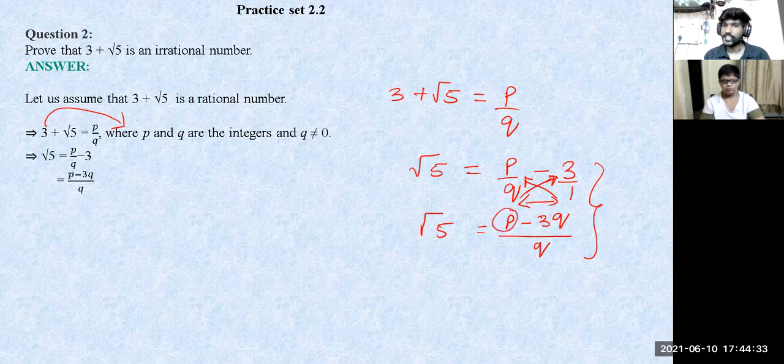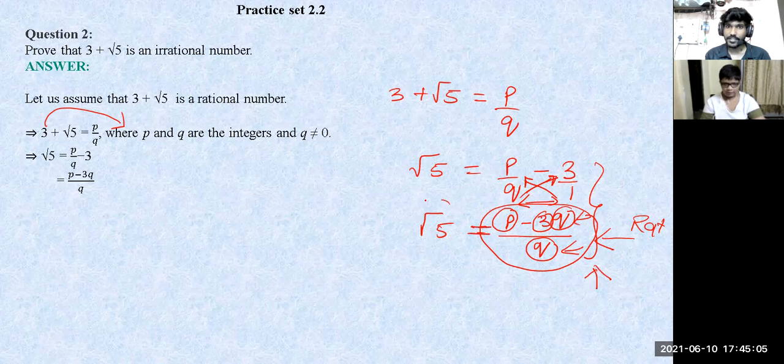Now, p is an integer, q is an integer, 3q is an integer, 3 is also an integer, and this q again is an integer. So this becomes integer upon integer. So what does it become? Rational. Now the right hand side is rational, and that is equal to root 5. So if the right hand side is rational, the left hand side should also be rational. That means root 5 is rational. But what do we know about root 5? That it is irrational.